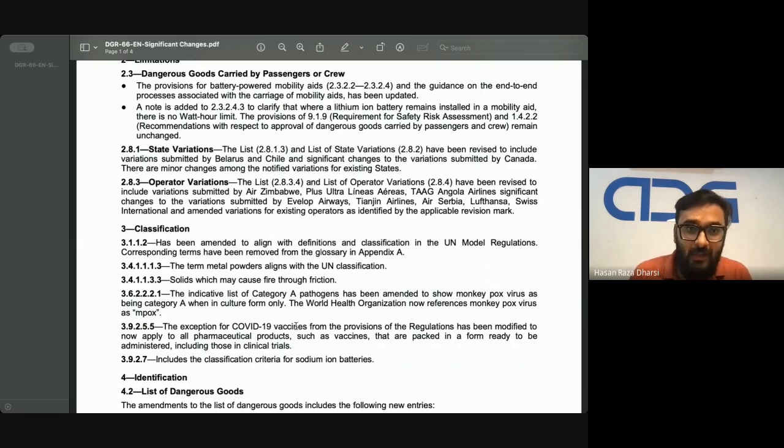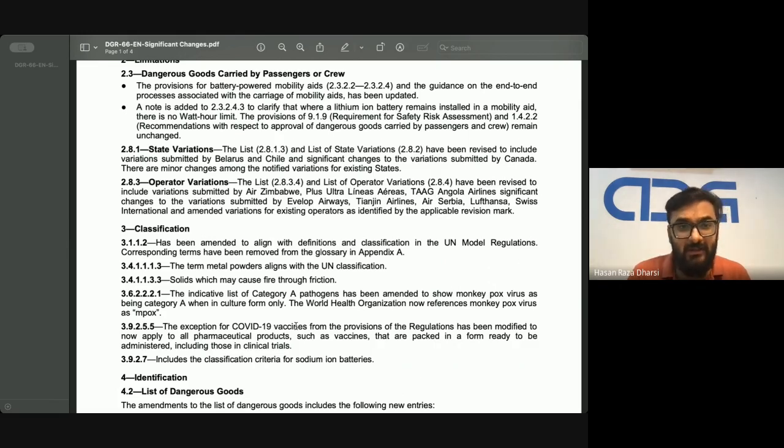So 3.1.1.2 has been amended to align with the definition and classification in the UN model regulation. Corresponding terms have been removed from the glossary in Appendix A. Then we have the term metal powder aligned with the UN classification. Then solid which may cause fire through friction. These are the amendments and the changes.